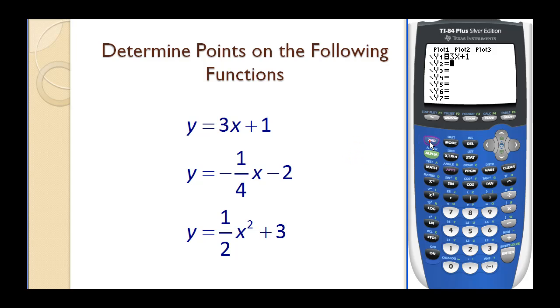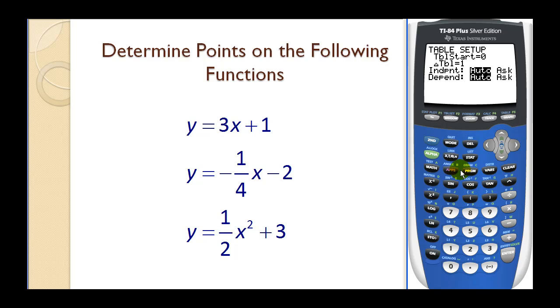Now before we take a look at the table, let's go ahead and look at the table set. If we press second window, this first row, table set, is the x value we'd like to occur first in the table. Let's start at 0. Enter. The change in the table will be by ones. And then next we have two options for the independent variable, either auto or ask. Let's select auto first. So if we press the down button, and while it's blinking on auto, press enter.